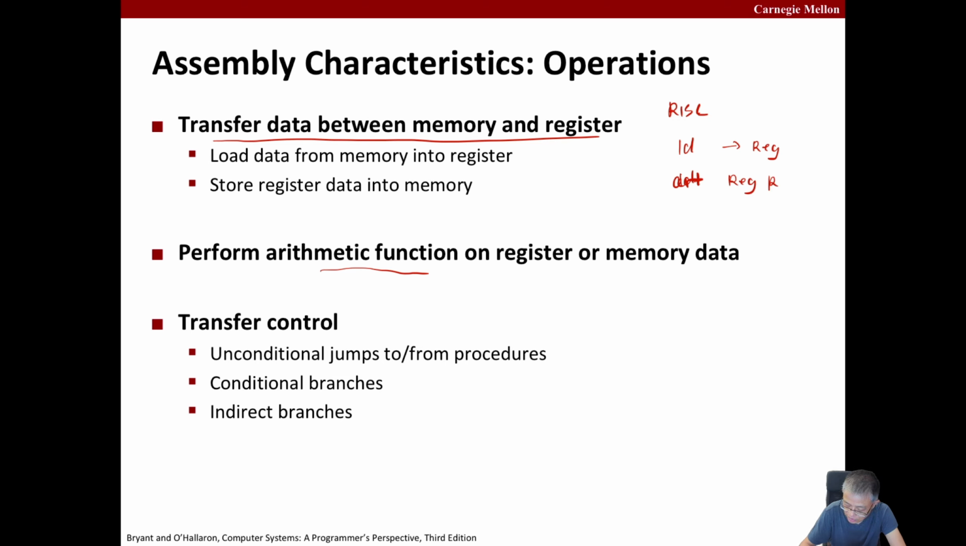On two registers. But Intel, being a complex instruction set, can actually perform computation not only between registers, but also between a register and the memory, and also between a register and a constant. Okay, so this is different, right? For a RISC computer, all the operations are between register and register. But for Intel architecture, you can actually perform the operation between register and the memory.